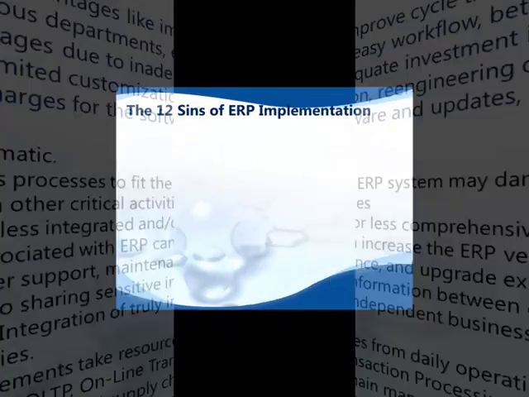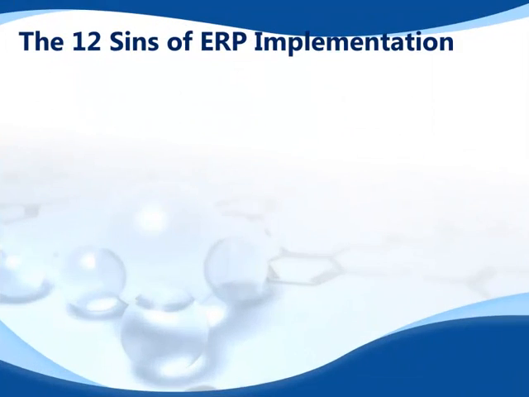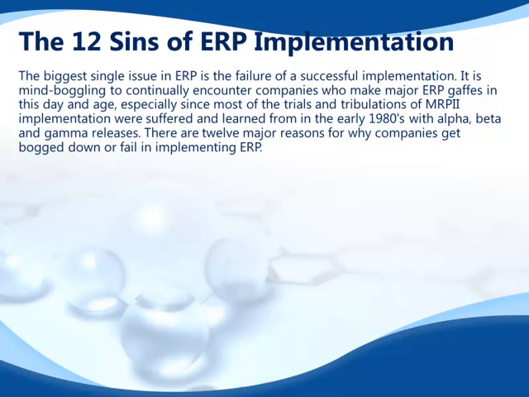The 12 sins of ERP implementation. The biggest single issue in ERP is the failure of a successful implementation. It is mind-boggling to continually encounter companies who make major ERP gaffes in this day and age. There are 12 major reasons for why companies get bogged down or fail in implementing ERP.